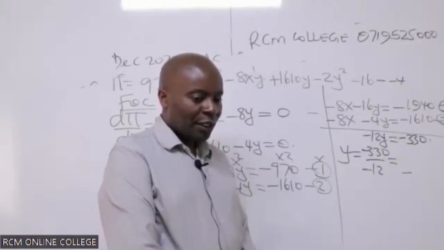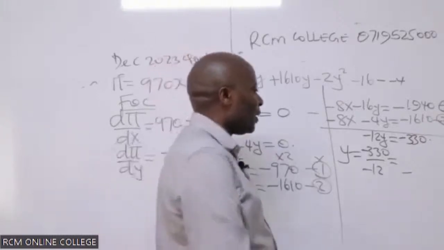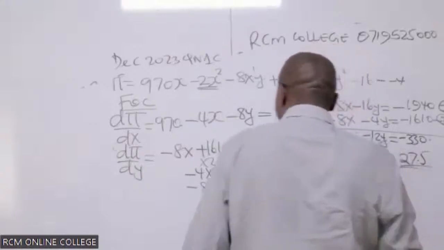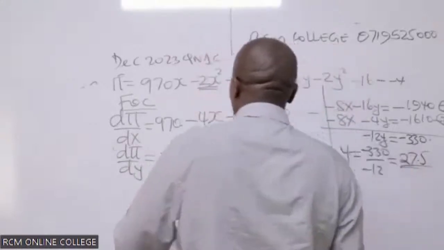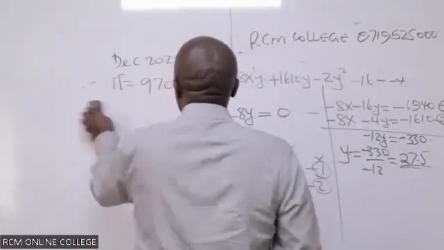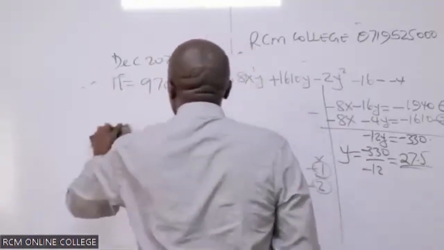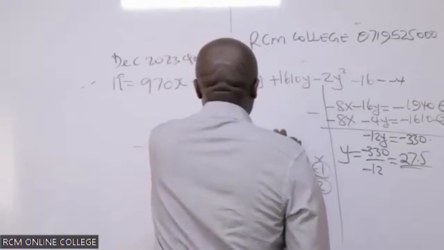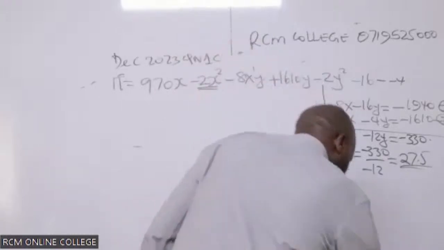So minus 330, don't round off too much. Don't round off too much, Migishi. Just write here 27.5. Thank you so much. Even if it's a product, don't round off too much. Now, after you do that, ladies and gentlemen, you can substitute for y in any of the two equations.